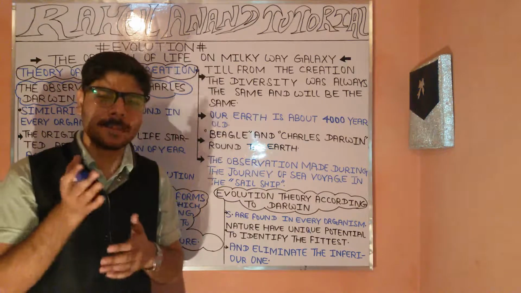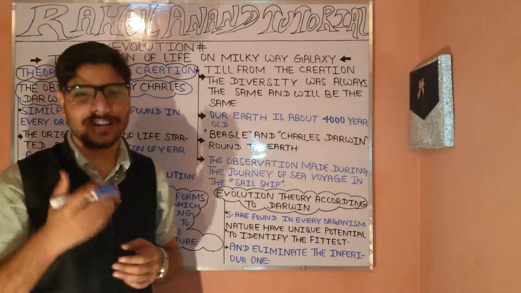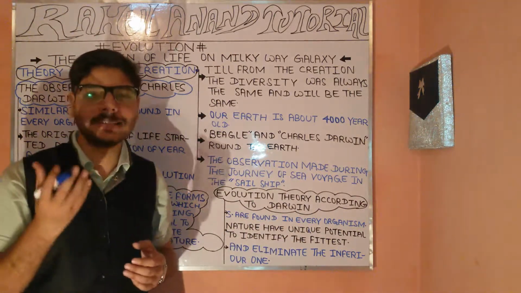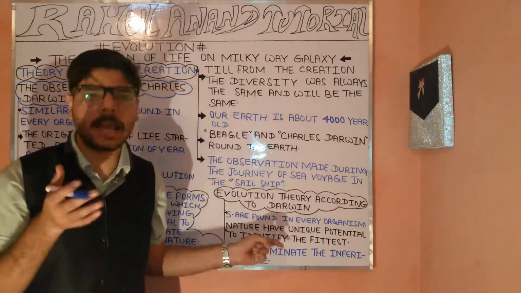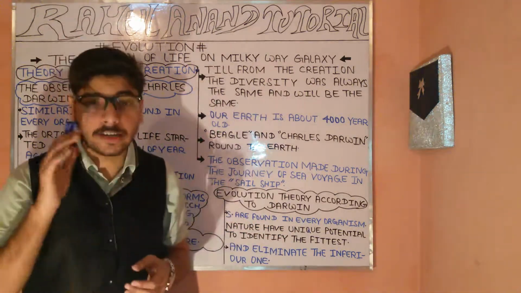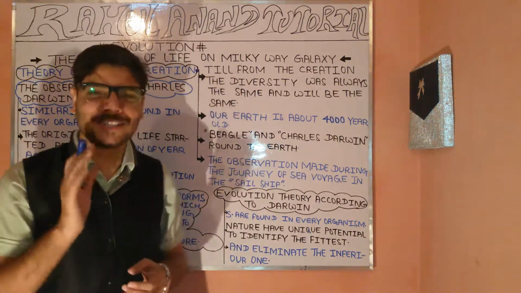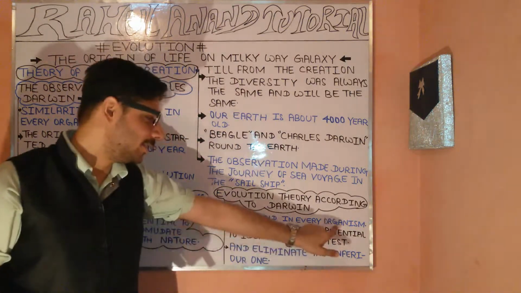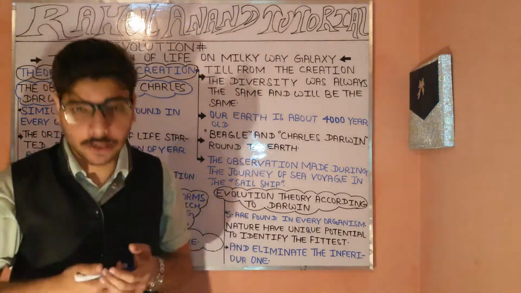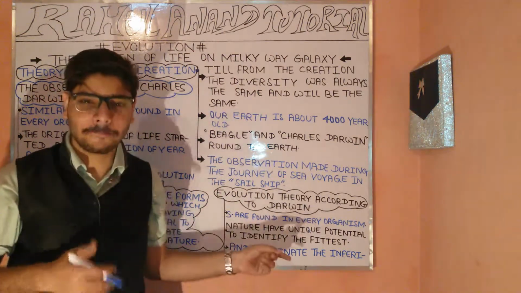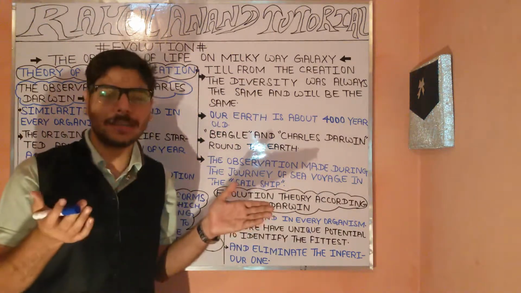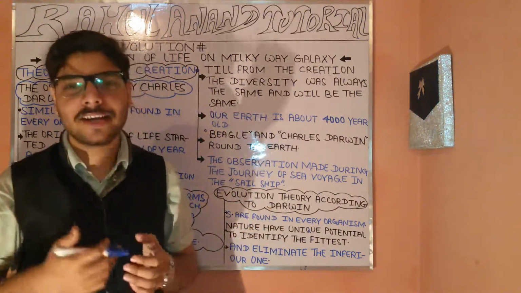What is the theory of evolution according to Charles Darwin? Charles Darwin played an important role and he told that similarities are found in every living organism. Now, often you could understand that nature has the unique potential to find the fittest and eliminate the inferior one. So nature will support the fittest and eliminate the inferior one.